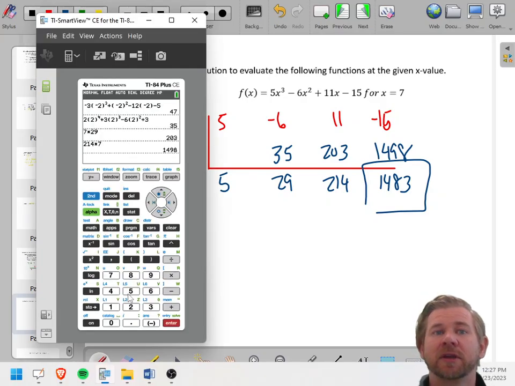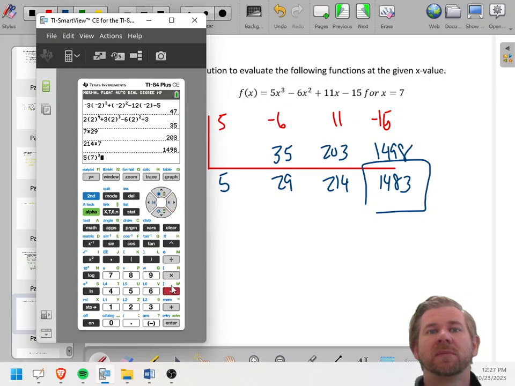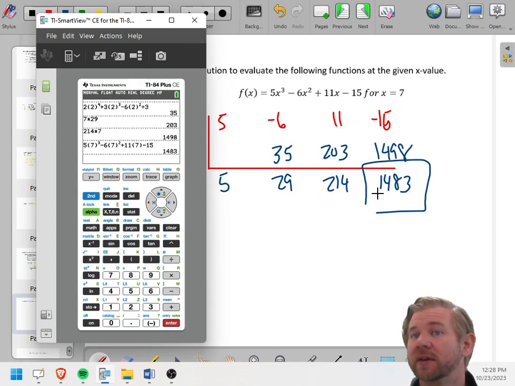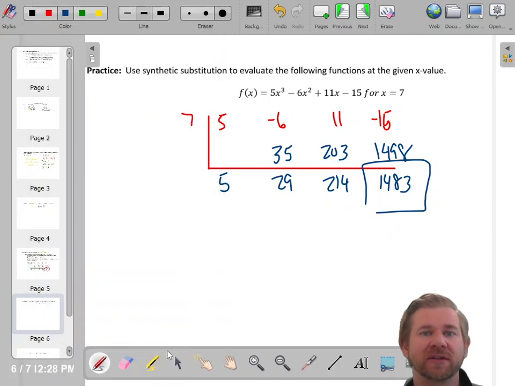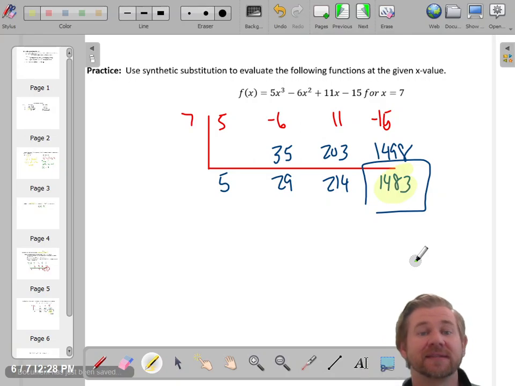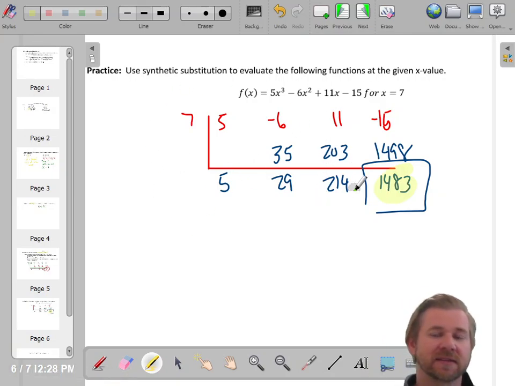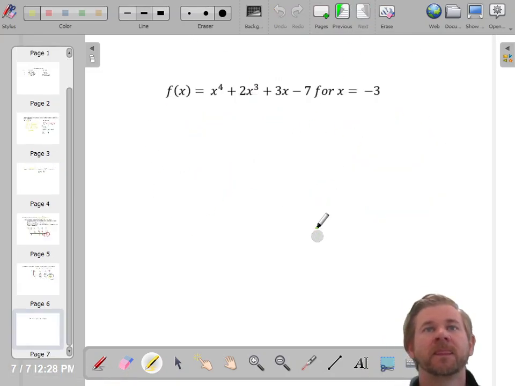To check it, I'm going to plug in 7 directly. 7 to the third minus 6 times 7 squared plus 11 times 7 minus 15. I should get the same answer, 1,483. Good. Okay? So you're doing something here that we don't necessarily need to know about just yet. These numbers do matter. We just don't care yet. Right now, we're just teaching you the skill. So this is called direct substitution. This is synthetic and direct substitution. This is synthetic.